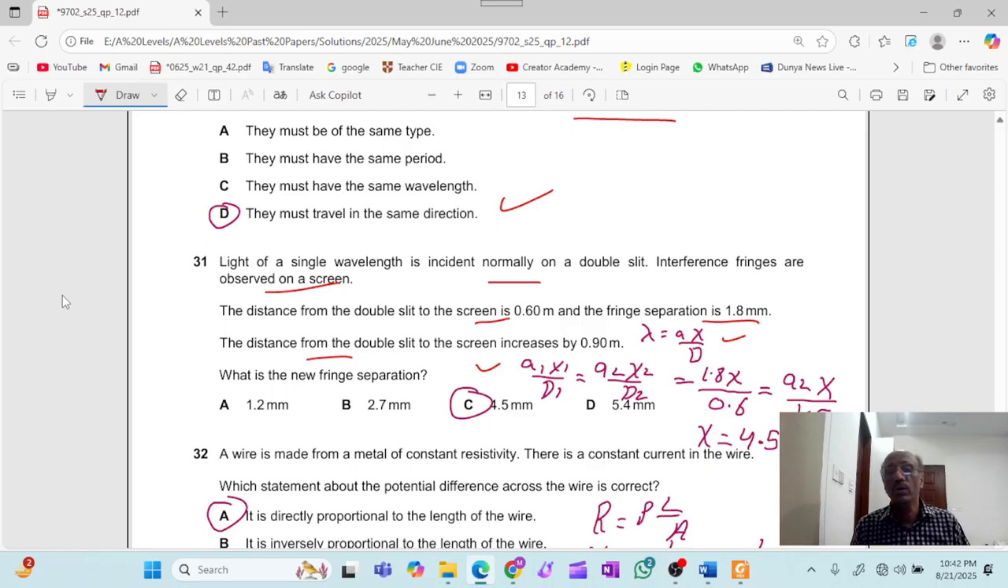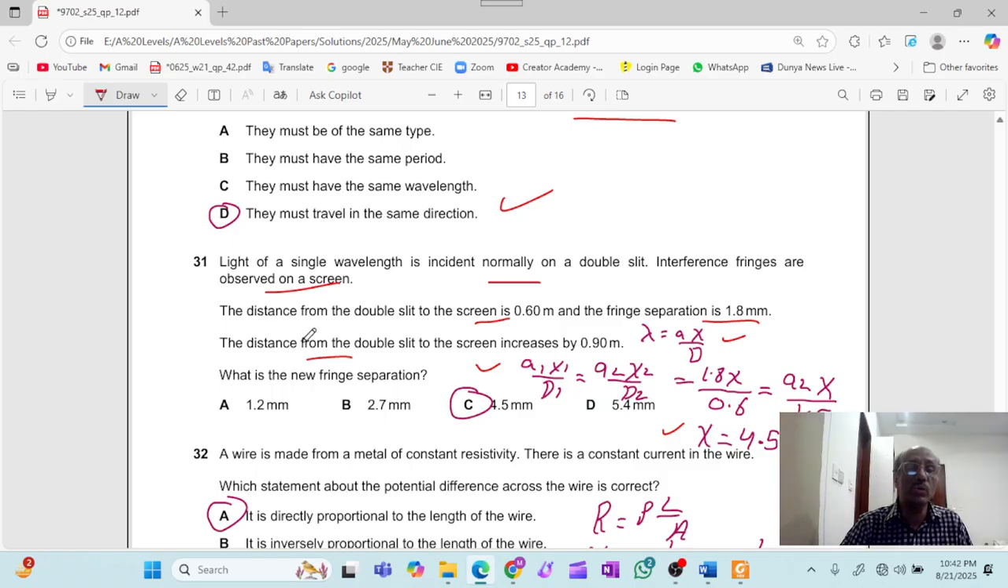So now 1.8 over 0.6 equals a2 x over 1.5. Now x is required to be calculated. So the answer will be 4.5 millimeters. That is the answer for this question.